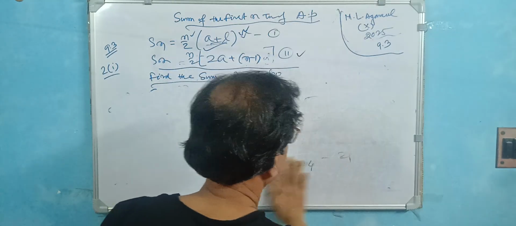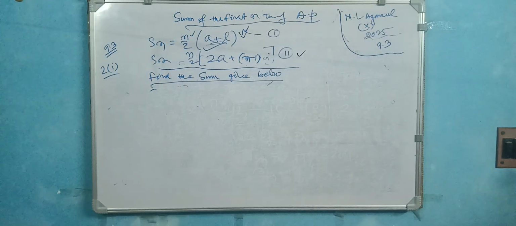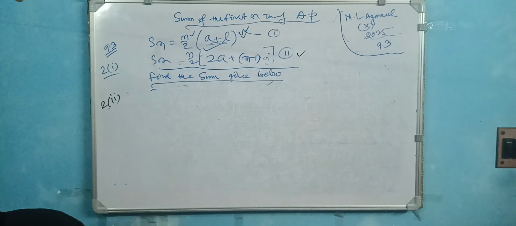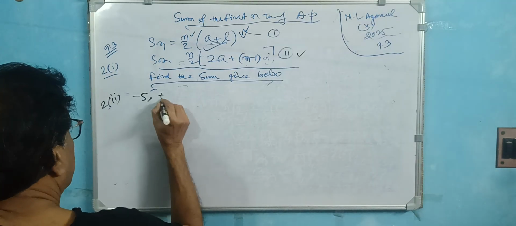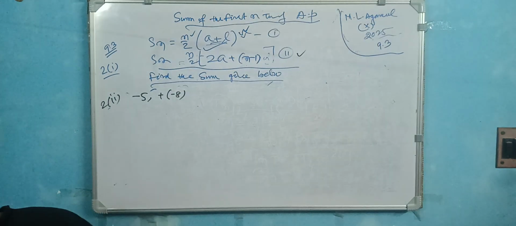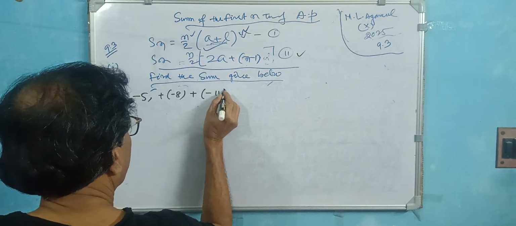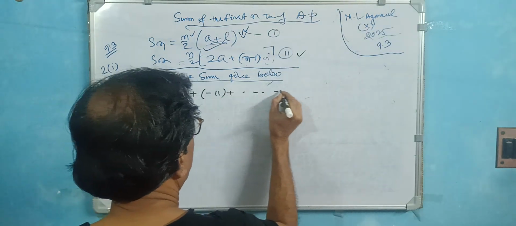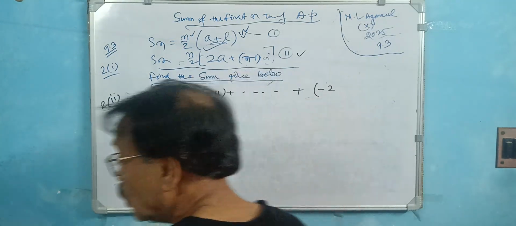Now this is very important. Okay, now what is the sum? This is 2. Okay, this is minus 5. Okay, this is plus of minus 8. This is plus of minus 11. Okay, clear? Dot dot dot plus of dot dot dot dot plus. This is bracket minus 2.